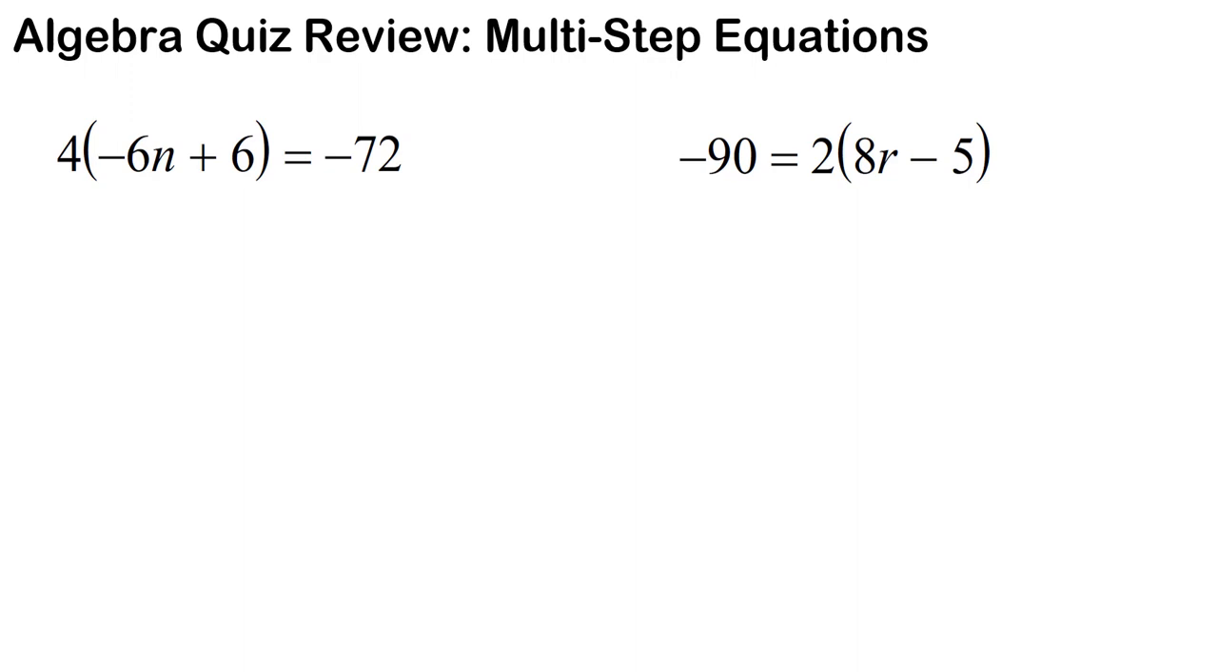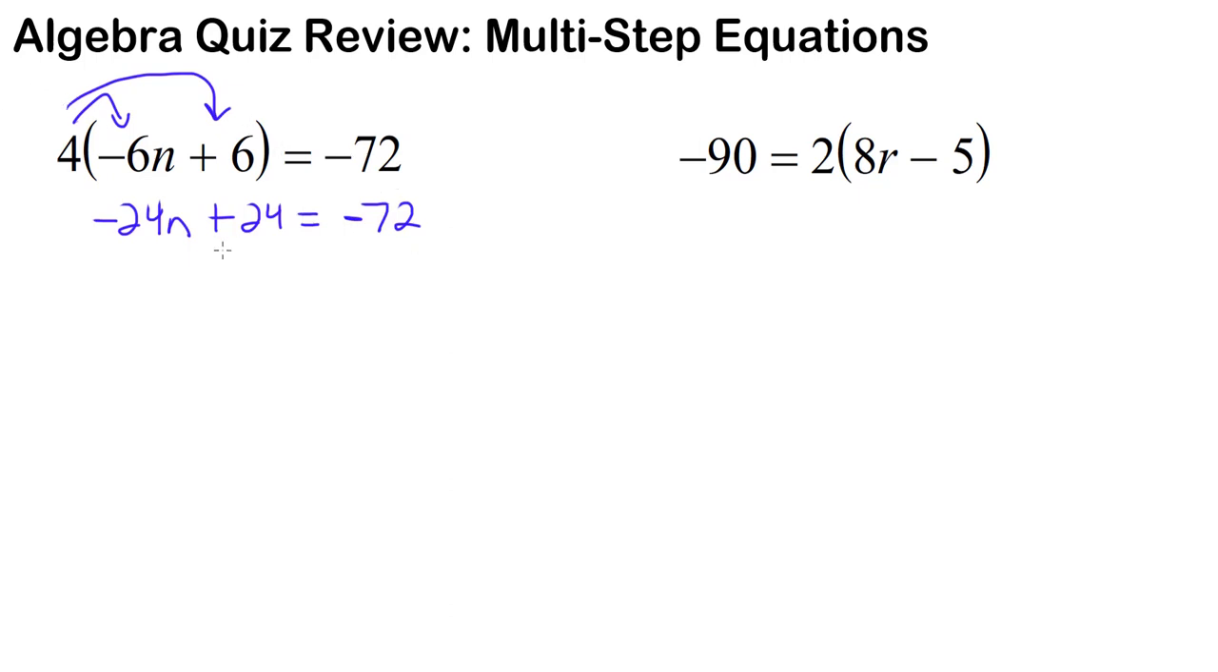All right, so here's your algebra quiz review for multi-step equations. Let's go ahead and jump right in with this first equation. It says 4 times negative 6n plus 6 equals negative 72. So the first thing I need to do is distribute. So 4 times negative 6n is negative 24n. And 4 times positive 6 is positive 24 equals negative 72.